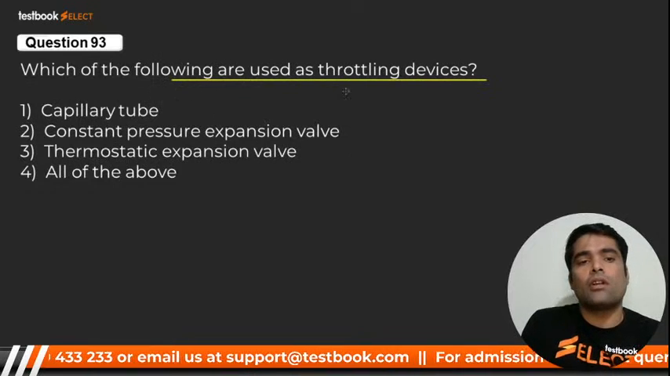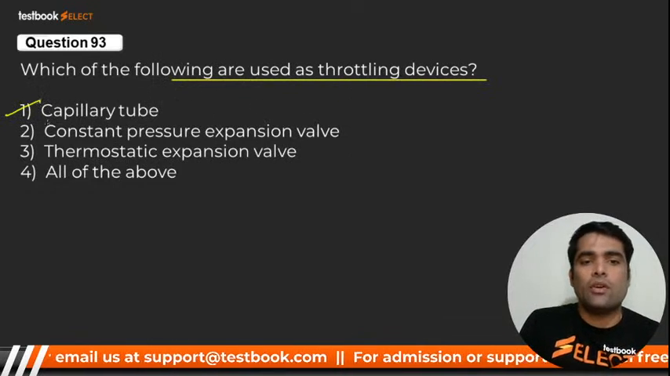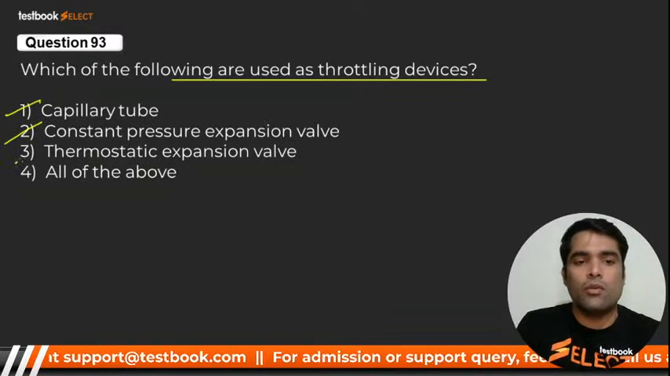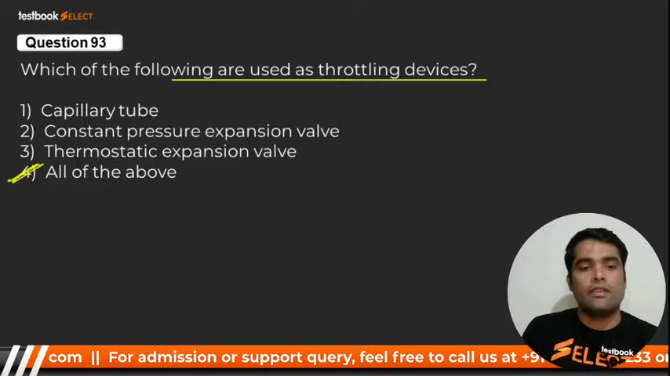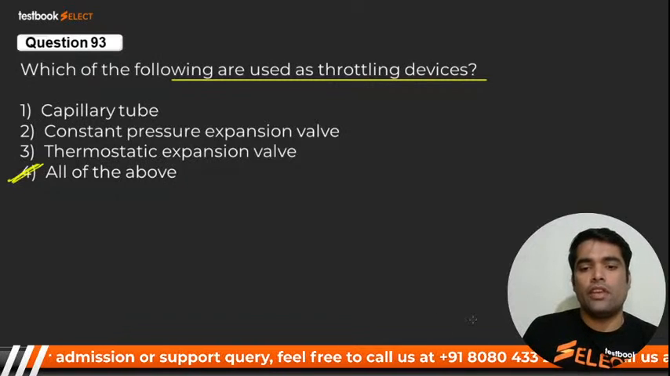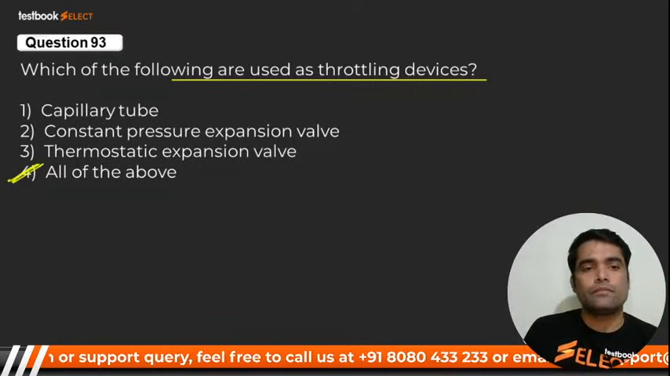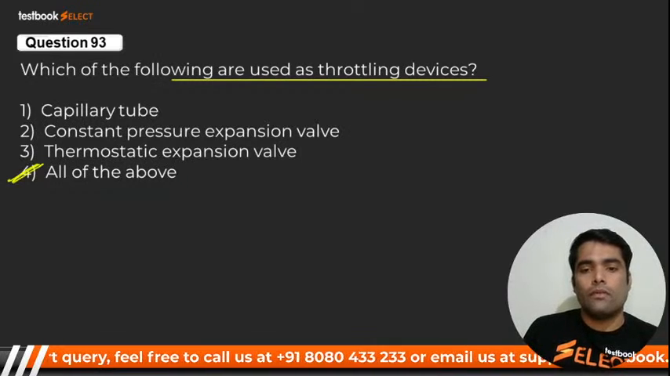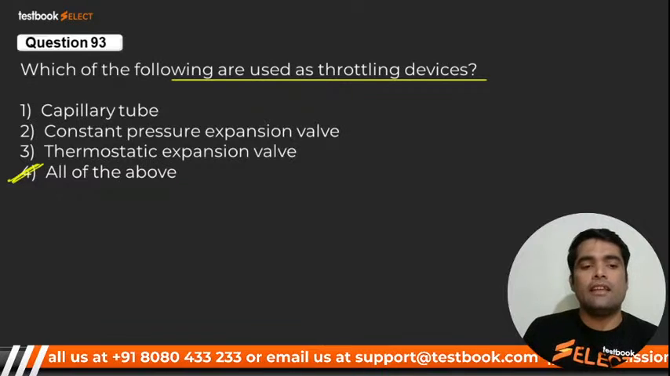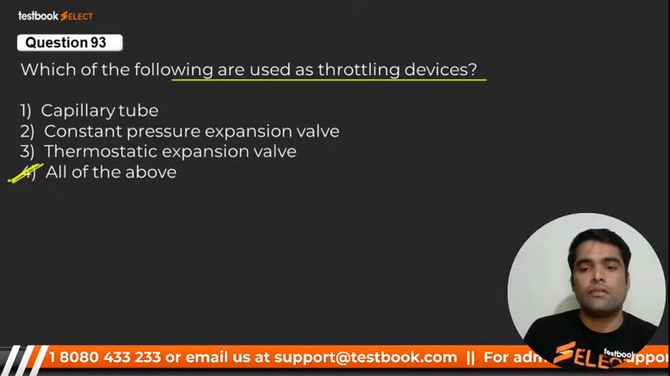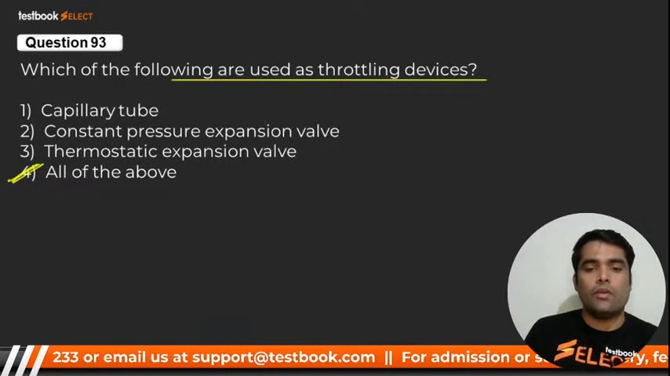Here we go for next. Which of the following are used as throttling device? Capillary tube, constant pressure expansion valve, thermostatic expansion valve, all of the above are correct. 93, yes or no? Very good. Here we go for 94. What about this one? 93, all are correct, very good.